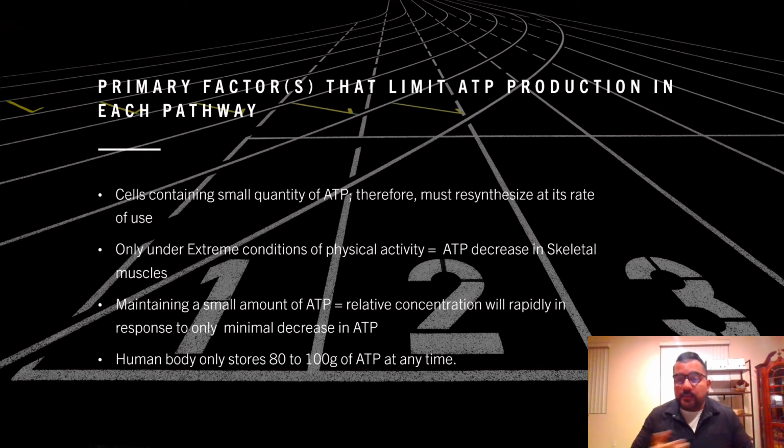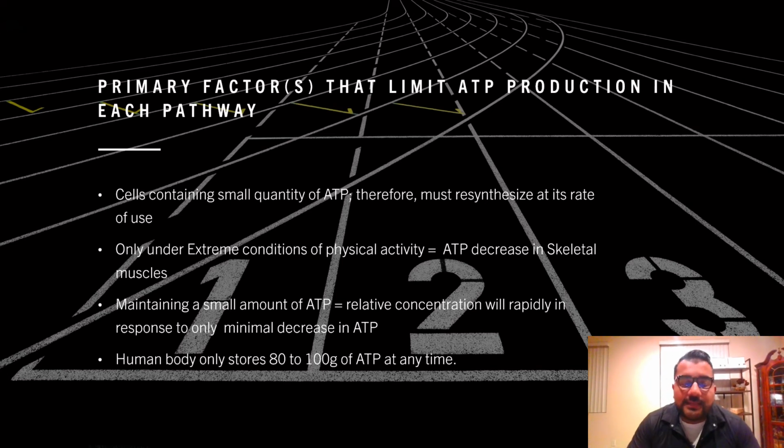For endurance athletes, however, they can actually generate about 20 times the resting energy expenditure, such as running a marathon, where they're using 80 kilograms of ATP at that kind of pace. However, under extreme conditions, we know that ATP can decrease within skeletal muscles when not enough energy is produced for the pace. Therefore, by maintaining a small amount, there's only going to be a minimal decrease in the ATP itself.